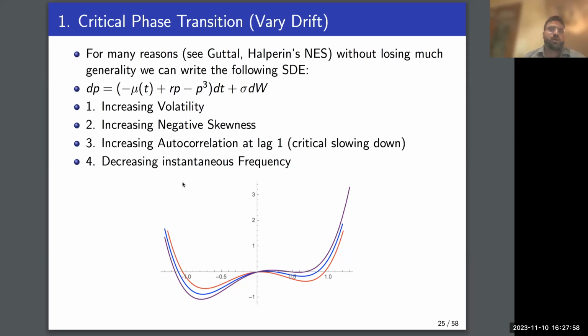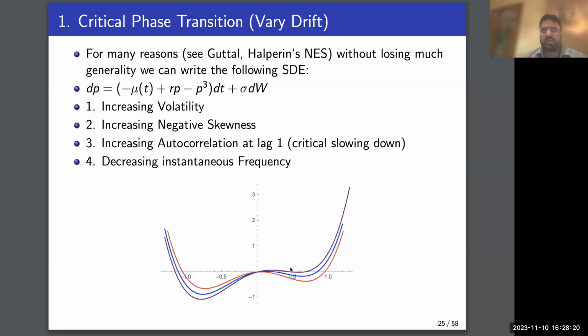We can expect to see increasing negative skewness, as the negative moves of the price are now expected to be larger than the positive moves. We also expect to see increasing autocorrelation at lag 1 and decreasing instantaneous frequency, which are both highly correlated, which are also symptoms of critical slowing down.